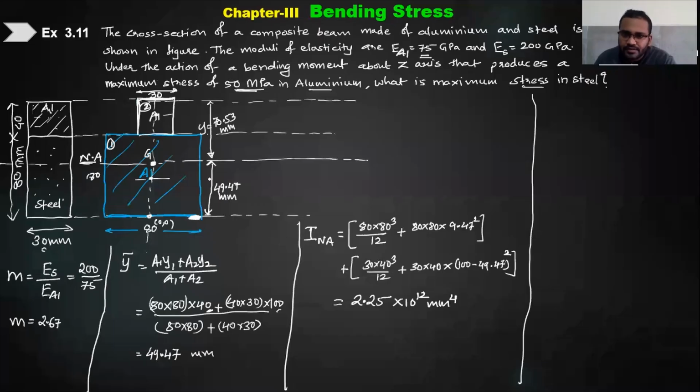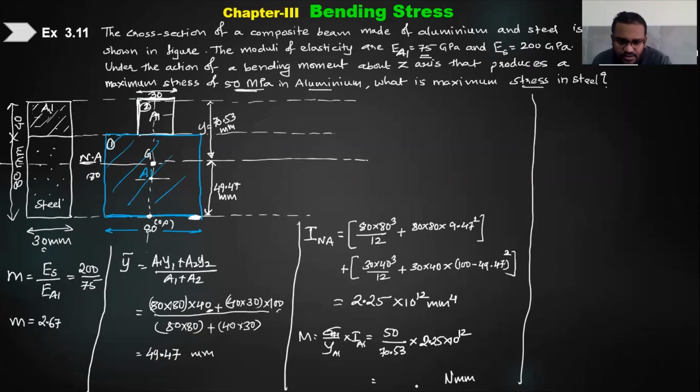So how can we find out? First of all, if bending moment had been asked here, we would have calculated it easily. Bending moment M is equal to sigma by y into I. Our sigma maximum is 50 MPa in aluminium. So we have 50 divided by y, which is 70.53, into my inertia, 2.25 into 10 raised to 12. This is in Newton millimeter, whatever answer comes.